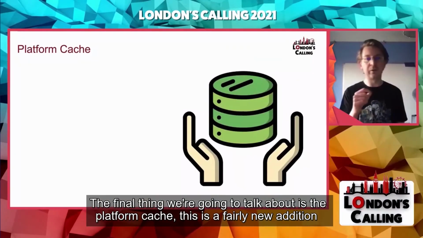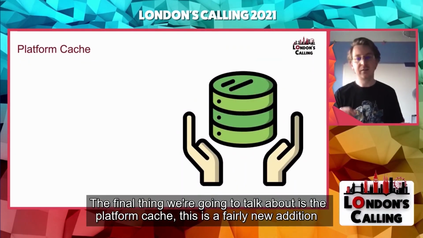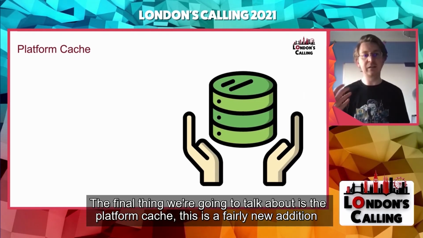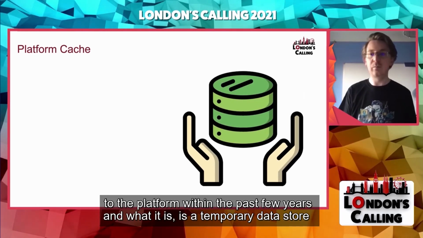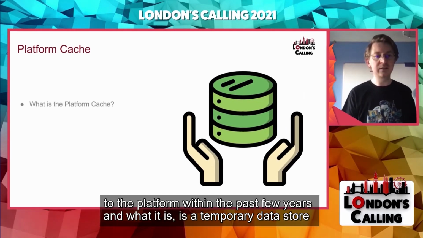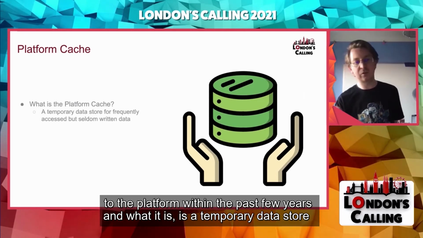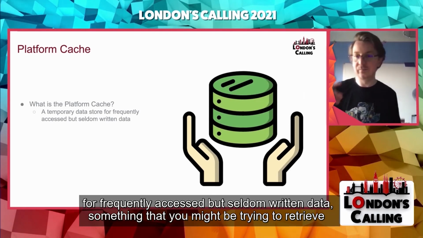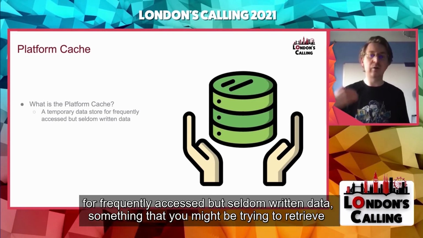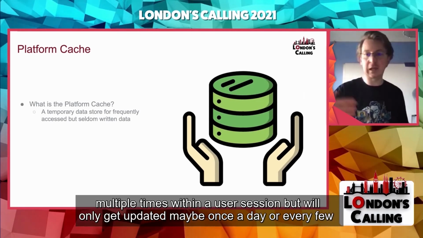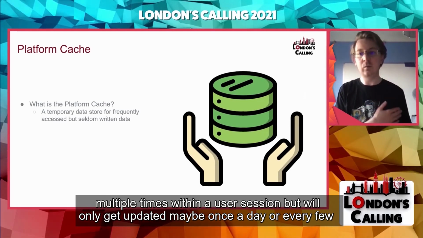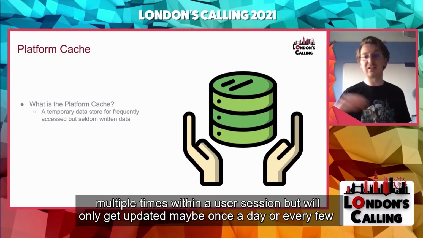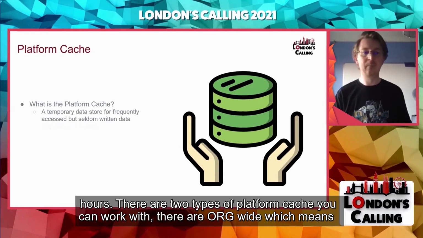The final thing we're going to talk about is the platform cache. This is a fairly new addition to the platform within the past few years. It is a temporary data store for frequently accessed but seldom written data. Something that you might be trying to retrieve multiple times within a user session, but will only get updated maybe once a day or every few hours.